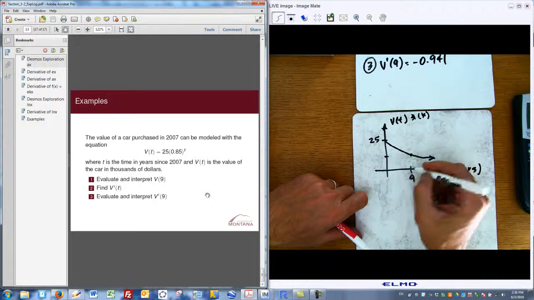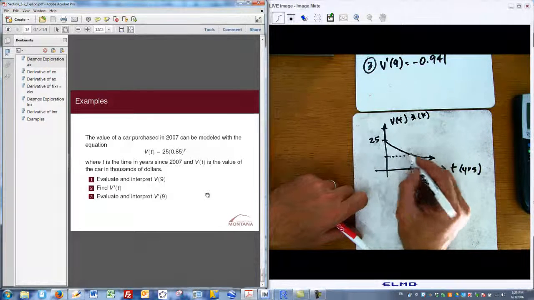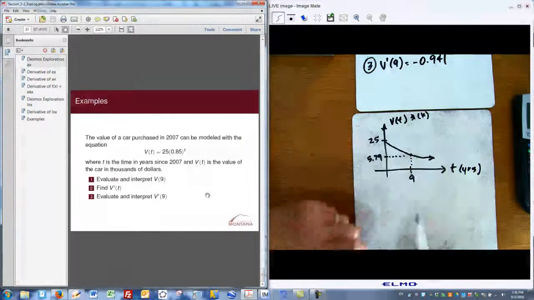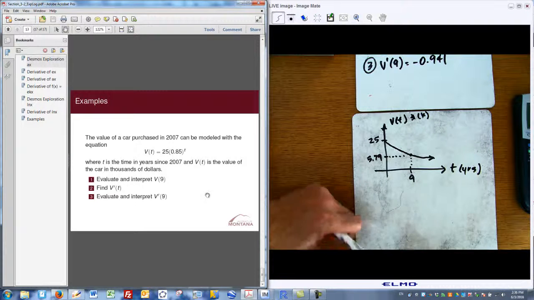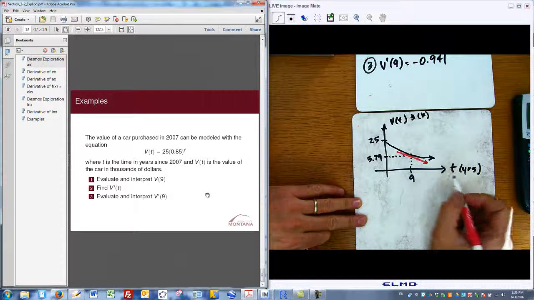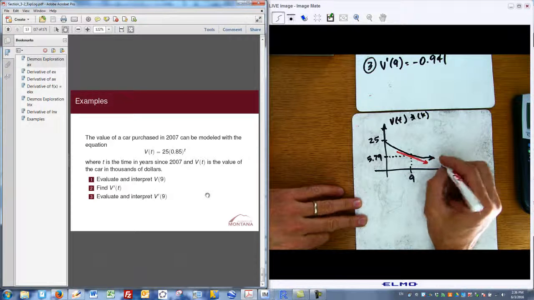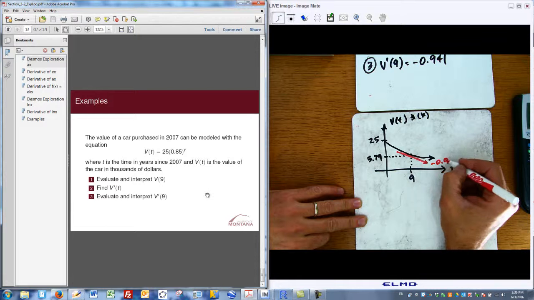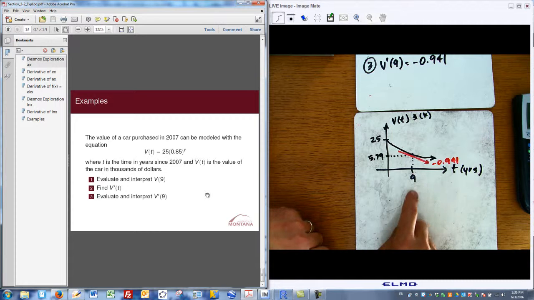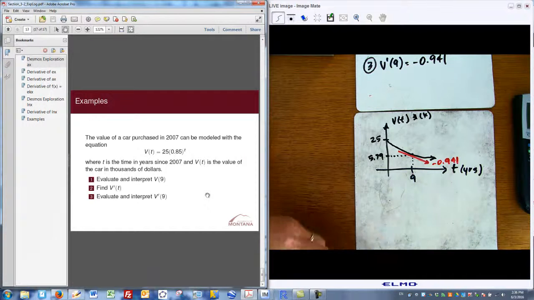And what we found so far is that at year 9, if we go up here, it's predicting a value of 5.79. So $5,790 in year 9, and then we've just calculated the slope at that point, and that slope is negative 0.941 in value. So it's telling us the rate at which the car is depreciating in year 9 in thousands of dollars per year. That's one way we could make sense of interpreting that number.